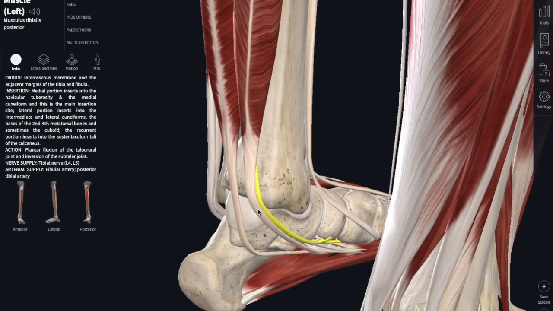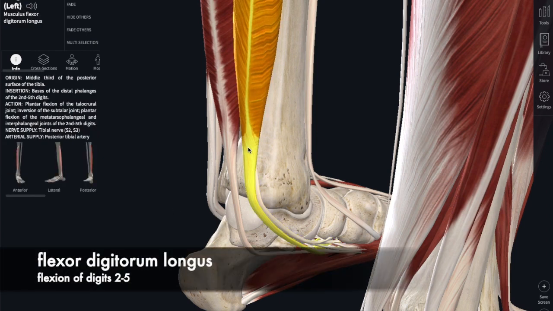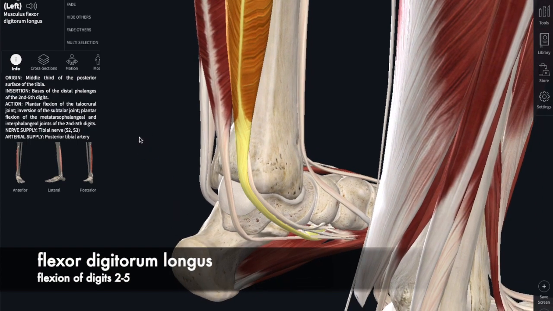Now the second one is the flexor digitorum longus. Its tendon is situated just posterior to the tibialis posterior. This muscle is involved in flexion of the four digits 2 through 5, so your lateral toes 2 through 5. Let's take a look at its motion.